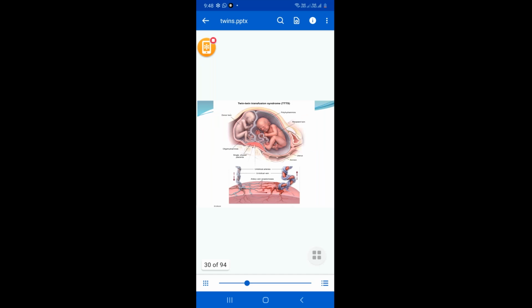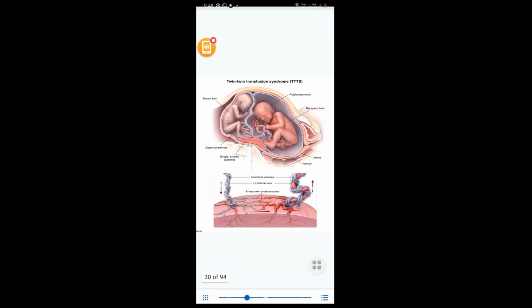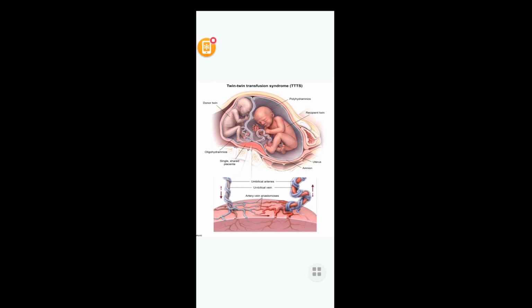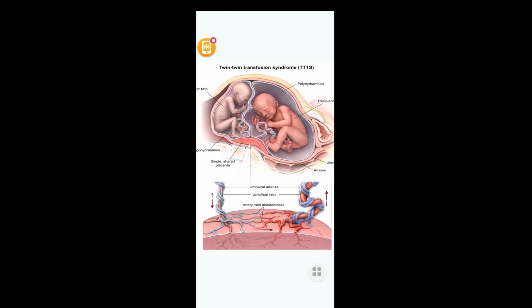This is twin to twin. These are the other photos showing twin to twin. The donor will be thin, with an empty bladder, hypovolemic, and will not have much amniotic fluid, whereas the recipient will have polyhydramnios. Twin to twin transfusion results from arteriovenous anastomosis and diversion of the fluids.